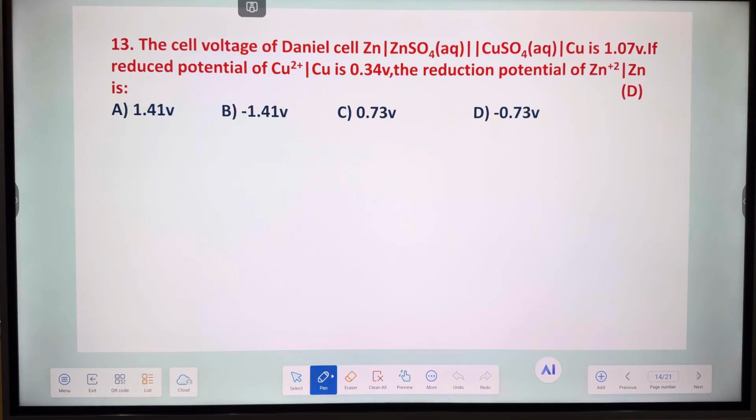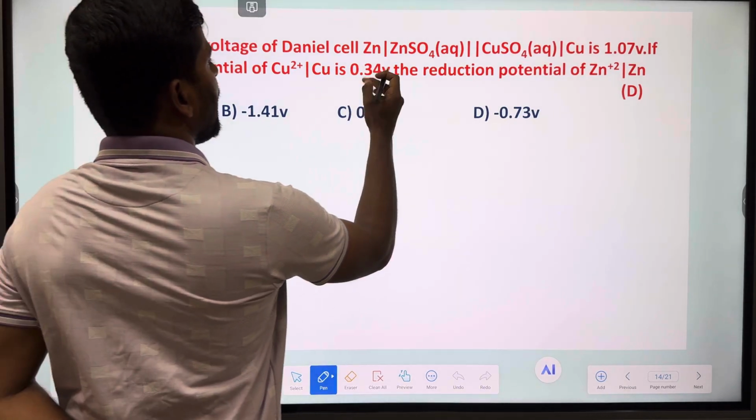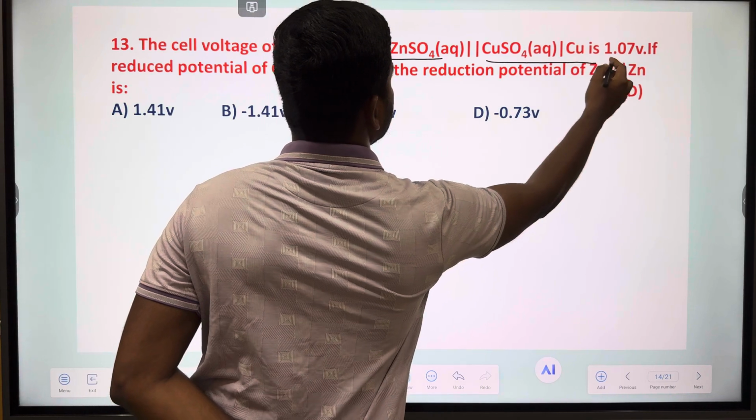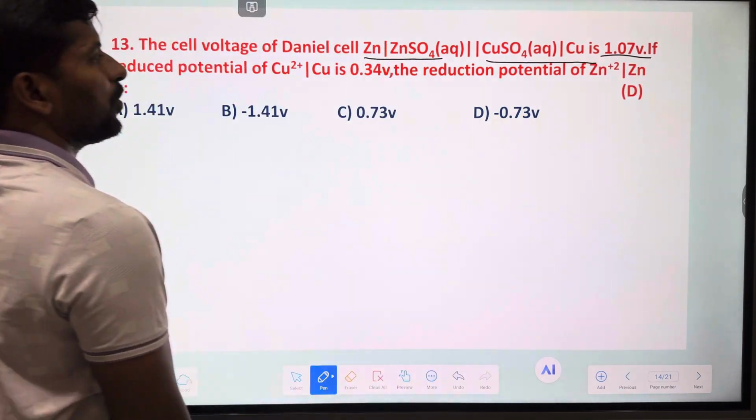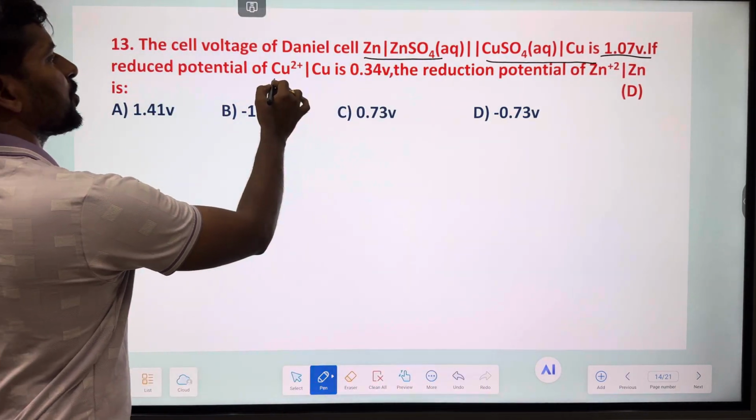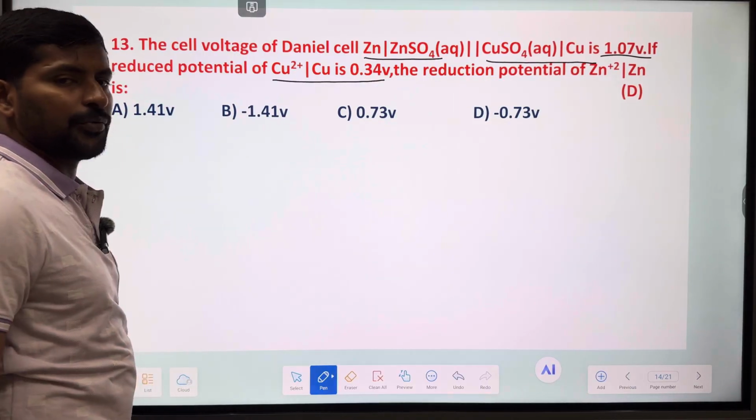Next one, the cell voltage of Daniel's cell is given as 1.07 volts. The reduction potential of the copper cathode is given, and we have to calculate the reduction potential of the zinc anode. This is the anode, and this is the cathode. Cell potential is given in volts, and the reduction potential of the cathode is given. What is the reduction potential of the anode?